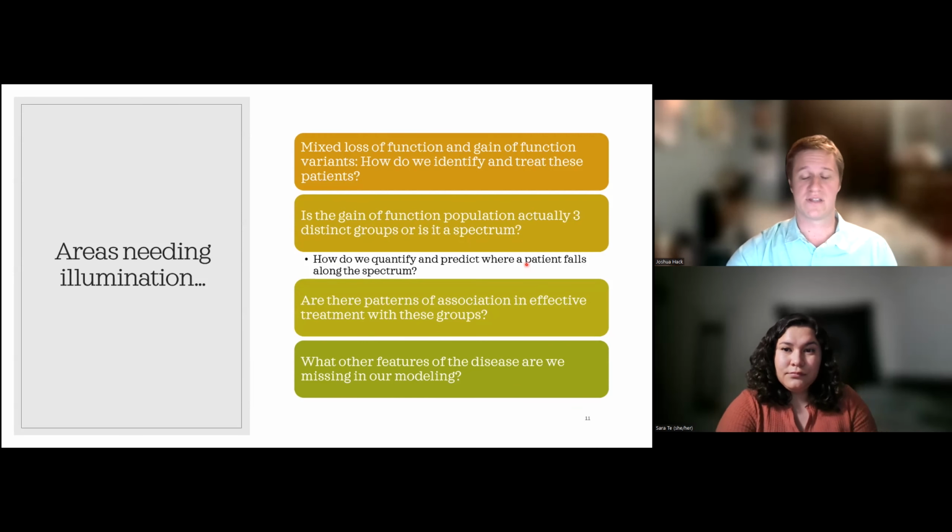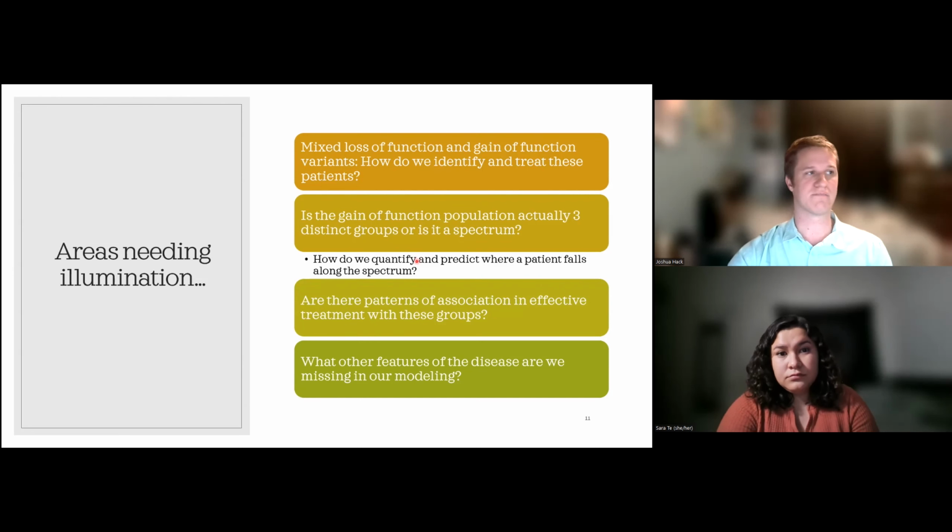So all of this is really great work and has been absolutely massive in regards to a breakthrough and identifying new patterns and understandings of the disease. But ultimately, we still have a lot of areas that need illumination. And so one of these questions is, how do we identify and treat patients that have a variant that has mixed loss and gain of function behavior?